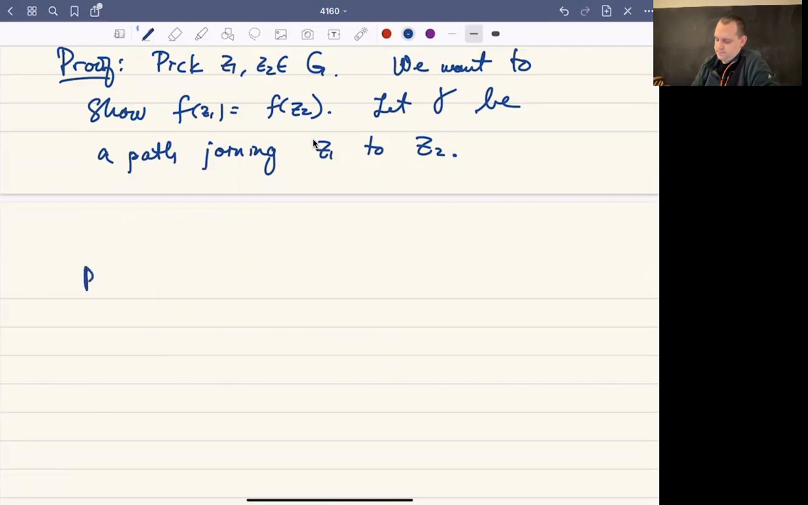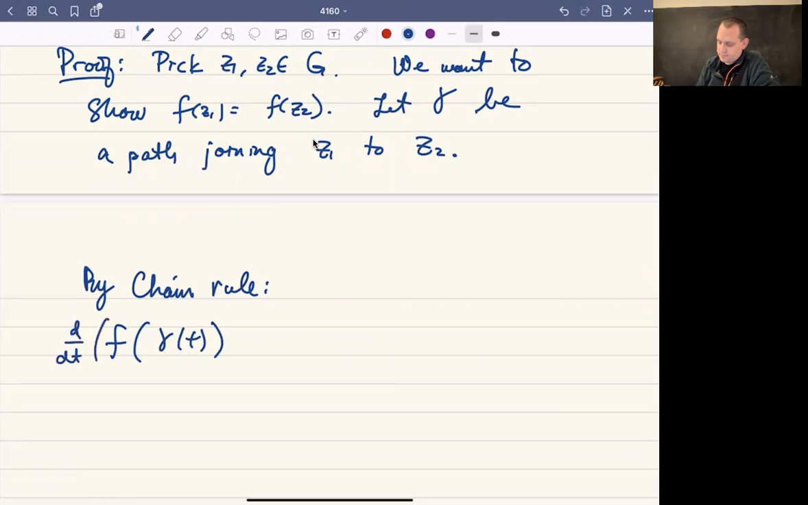By the chain rule, we have the following. If we differentiate f of gamma of t with respect to t, that's going to be f prime of gamma of t times gamma prime of t.